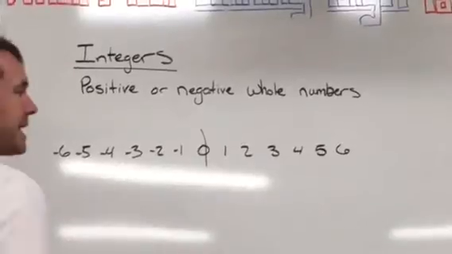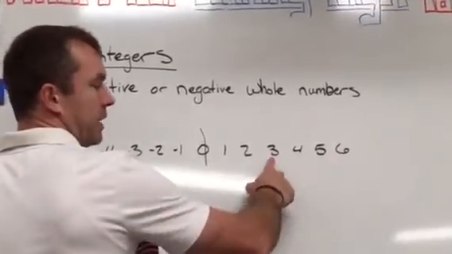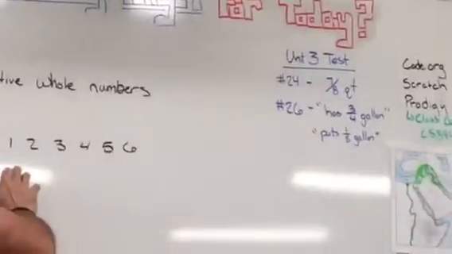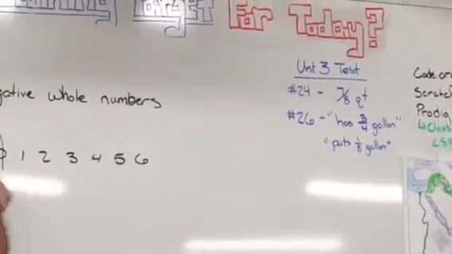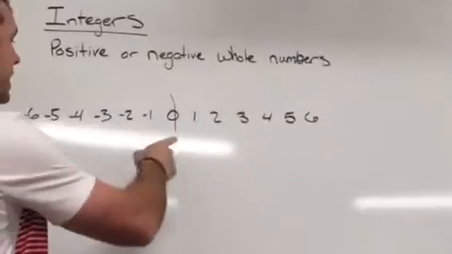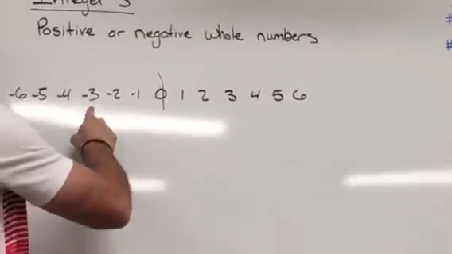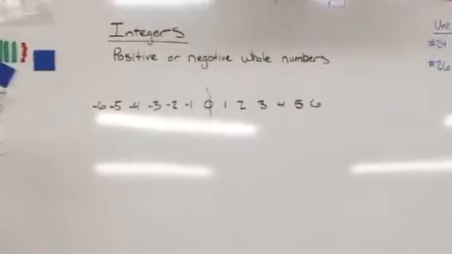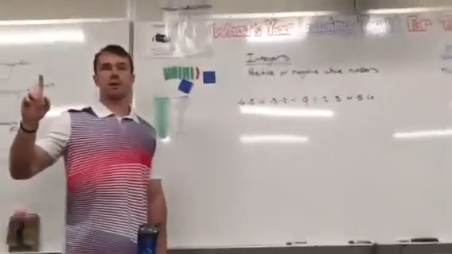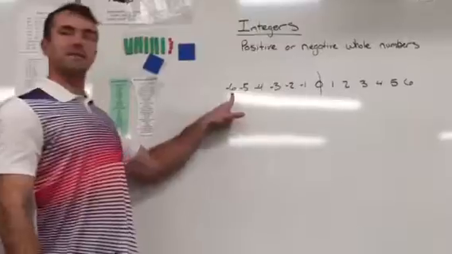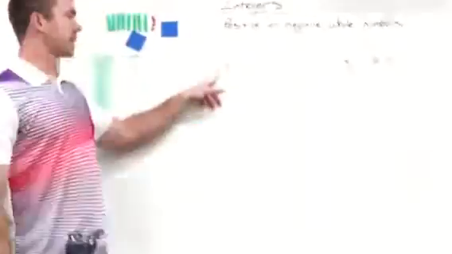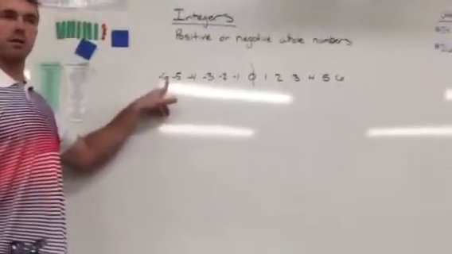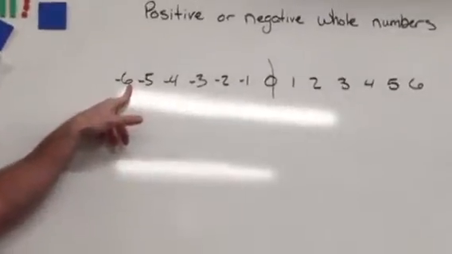So would you agree with me that 6 is bigger than 3? Yes, and it's to the right. Would you agree with me that 2 is bigger than negative 1? Yes. Would you agree that negative 3 is smaller than 4? Yes. But here's where students get confused. This says negative 6. How is negative 6 smaller than negative 2? Doesn't negative 6 look bigger? It's farther from 0.